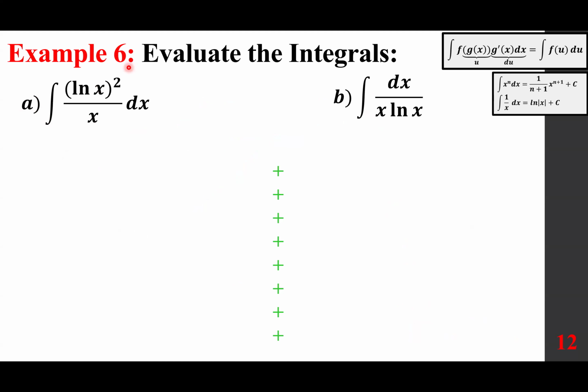The first one is ln x to the power of 2x dx. We want to integrate. The second one is dx over x ln x. We want to integrate that. And both of them involve ln x. So let u be ln x.